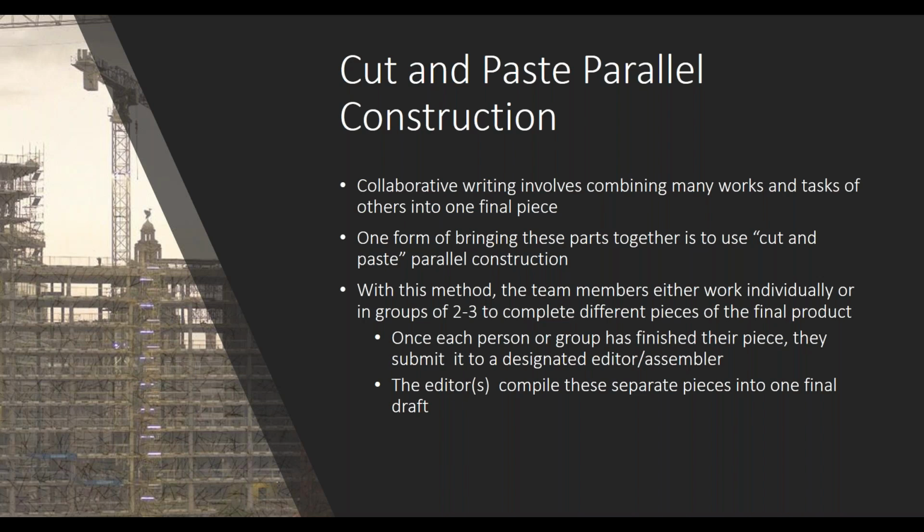And so collaborative writing has this cut and paste parallel construction. One of the aspects of this is that you are able to bring different pieces together and then eventually cut and paste it all. So with this method, team members may work individually, or they might work in groups of 2 to 3 and complete different pieces of the final project. So one person or one group might have finished their piece, and so they submit it to a designated editor or an assembly person, right? And that's their role. And so then that editor or that person who's compiling all the information will separate these pieces and then eventually pull together one final draft. Oftentimes, a lot of teams like to work in this way.